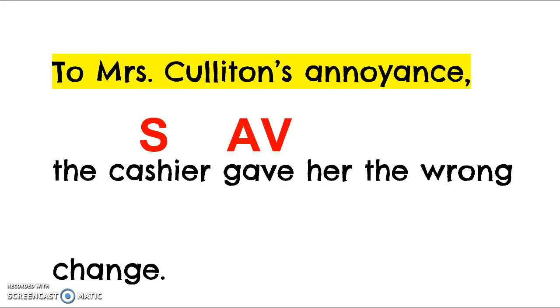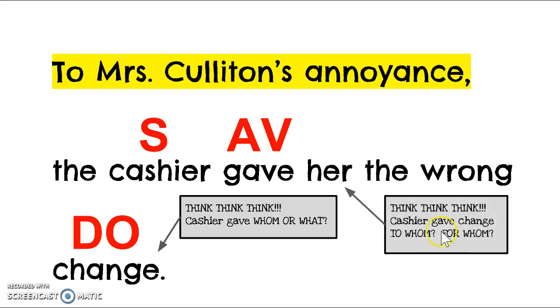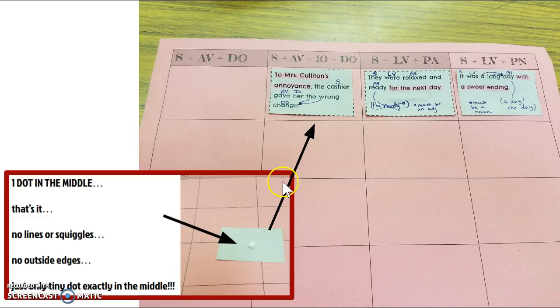I'm going to find a direct object first. And again, if you need to refer back to the notes on the other side of this page, that's what they're there for. The cashier gave whom or what did the cashier give? The cashier gave change. And I do see some words in the middle here, so I want to see, can I find an indirect object? The cashier gave change to whom or for whom? The cashier gave change to her. So I find the sentence pattern, subject plus action verb plus IO plus DO. So I'm going to cut that one little sentence out, put one little dot of glue in there, and glue it in this column.